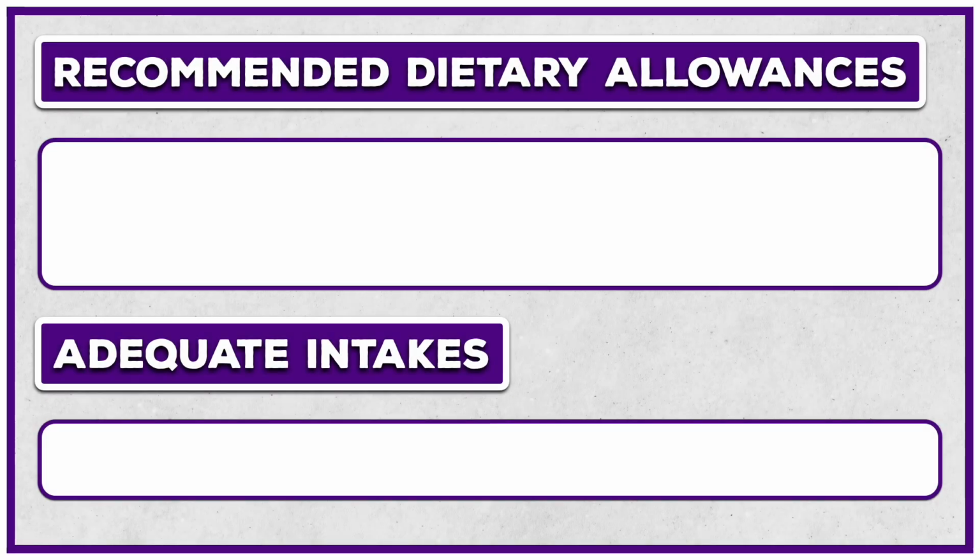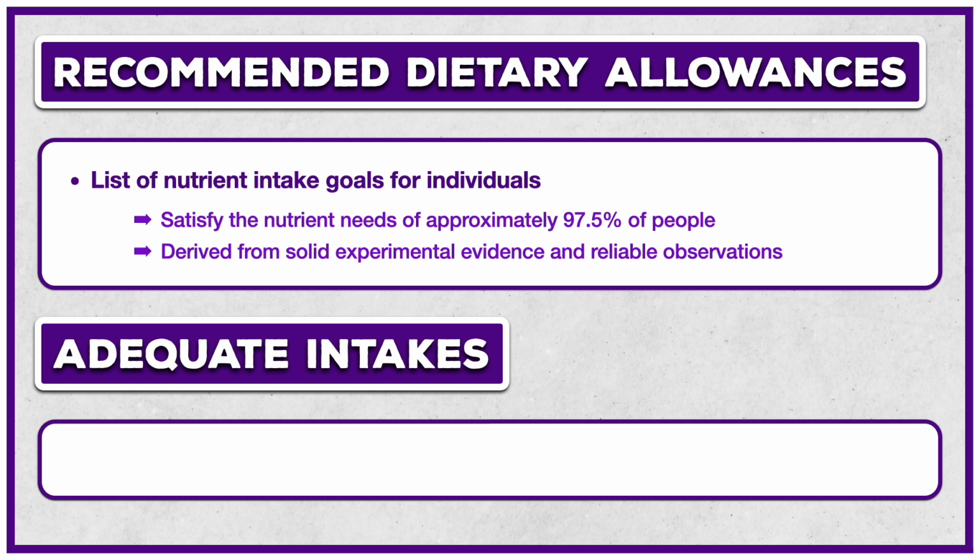Looking closer at each of these, we start with the Recommended Dietary Allowances, or RDA. This is a list of nutrient goals for individuals. They satisfy the nutrient needs of approximately 97.5% of people and are derived from solid experimental evidence and reliable observations. Thus, when the National Academies Committee evaluates the research surrounding a particular nutrient intake level for a specific age group and sex, there's a threshold for the quantity and quality of evidence that must exist for them to give it an RDA value.